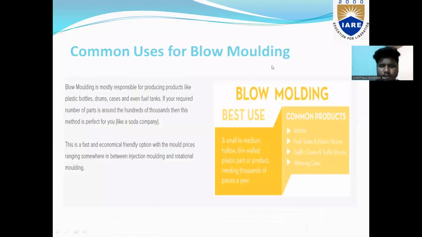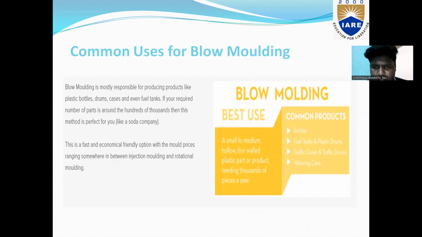The common use for blow molding. Blow molding is mostly responsible for producing products like plastic bottles, drums, cases, and even fuel tanks. If the number of parts you require is around the hundreds of thousands, then this method is perfect for you. Like a soda company, this is the fastest and most economical option, with the mold prices ranging somewhere in between injection molding and rotational molding.